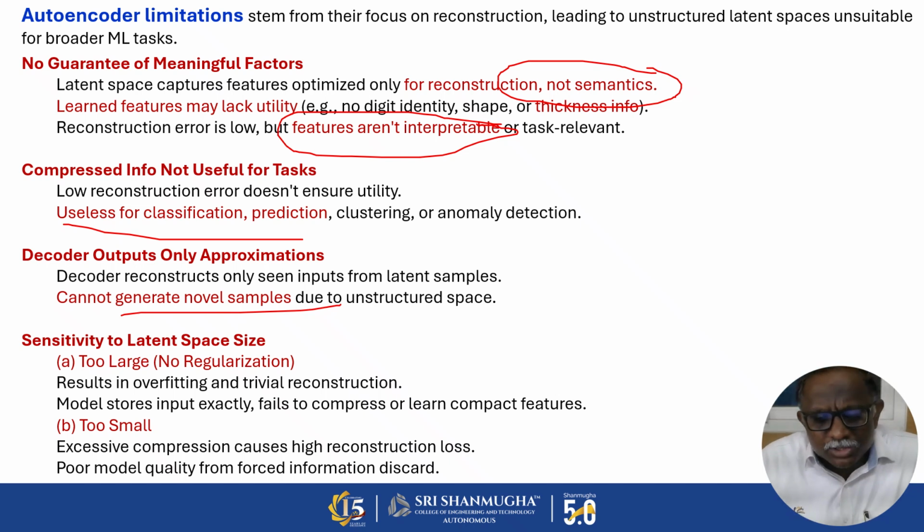So when you see overfitting issues and all, if the latent space size is huge, then we'll end up with overfitting issues, and we don't use any regularization techniques. Okay, so that is the issue when you have a latent space that is huge. And when you have it small, what you have done is basically excessive compression, and excessive compression will result in high reconstruction loss. Okay. So these are the limitations that we encounter in autoencoders.